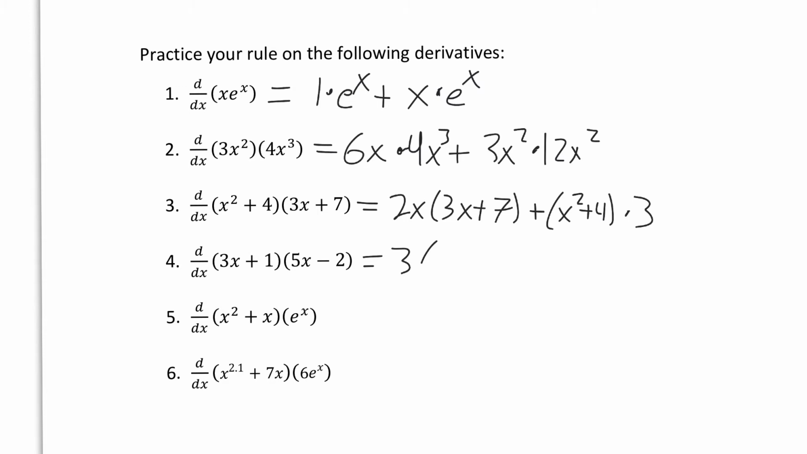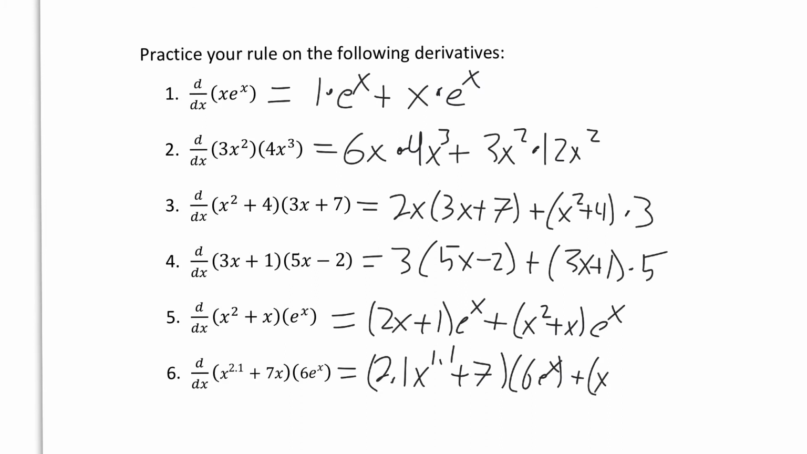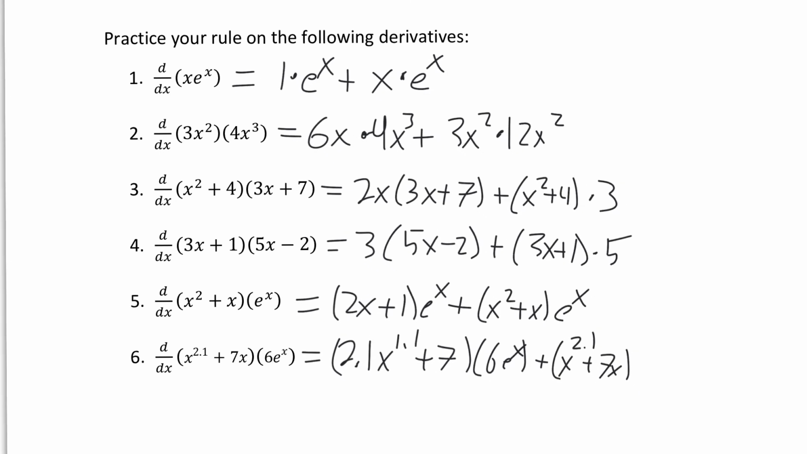Derivative of 3x plus 1 is 3, 5x minus 2, plus 3x plus 1, derivative of 5x minus 2 is 5. Again, because the derivative of a constant is just 0. Here we go, another one. We'll get 2x plus 1 times e to the x plus x squared plus x e to the x. Here we'll get 2.1 x to the 1.1 plus 7 times 6 e to the x plus x to the 2.1 plus 7x times the derivative of 6 e to the x. That 6 is just a constant, so it comes out and we do e to the x.